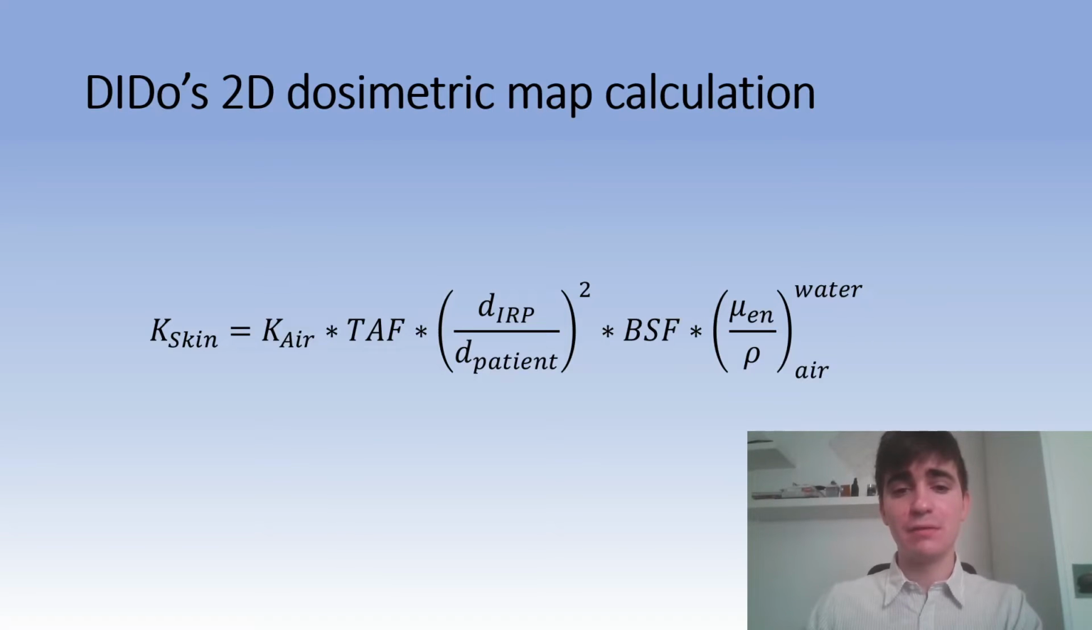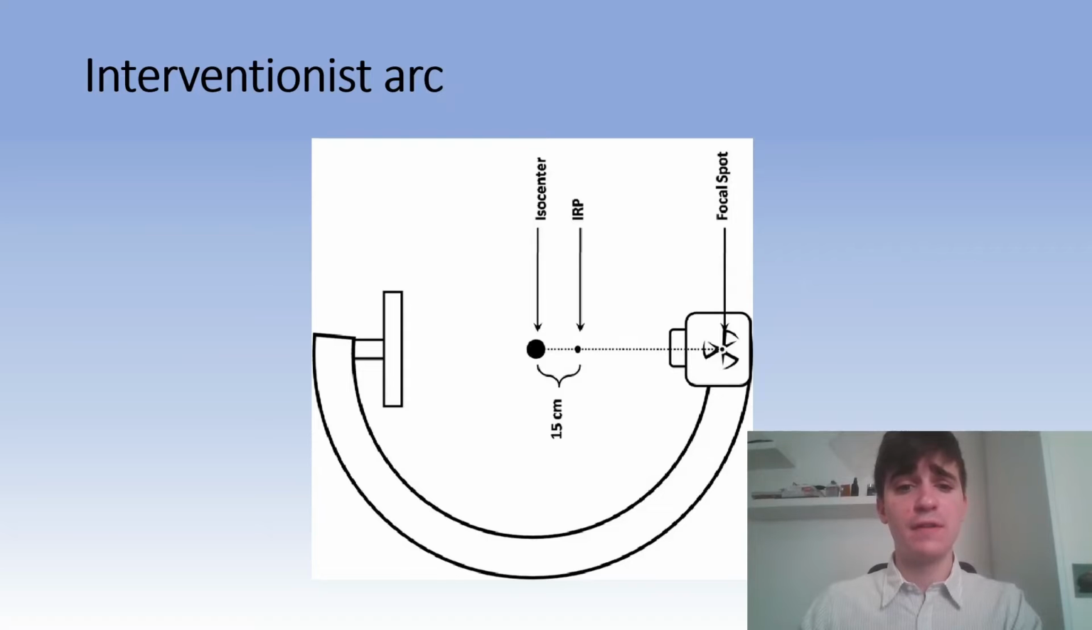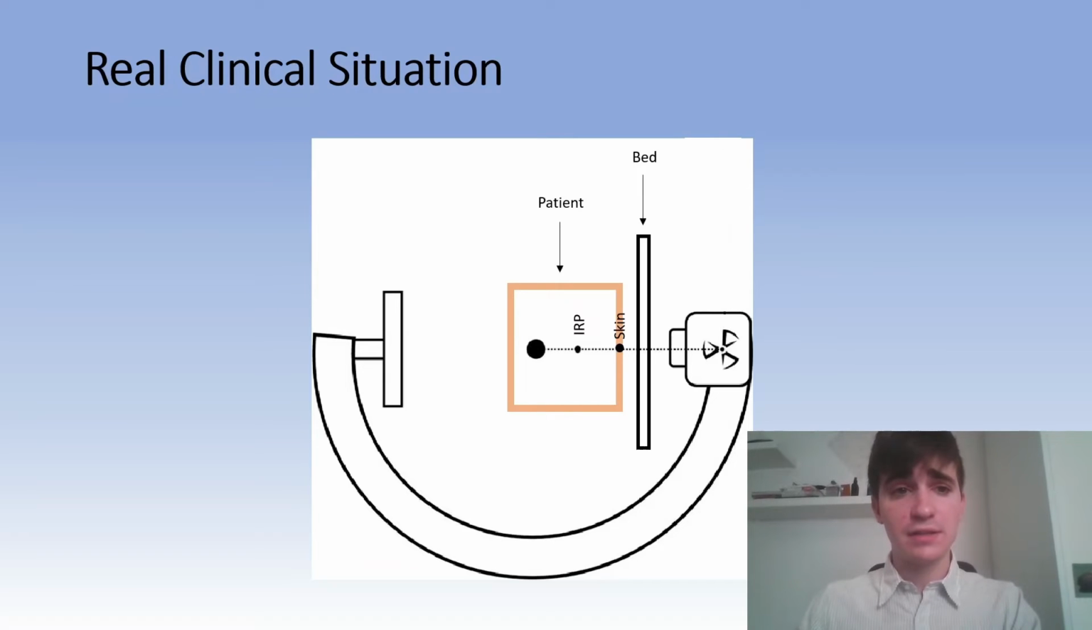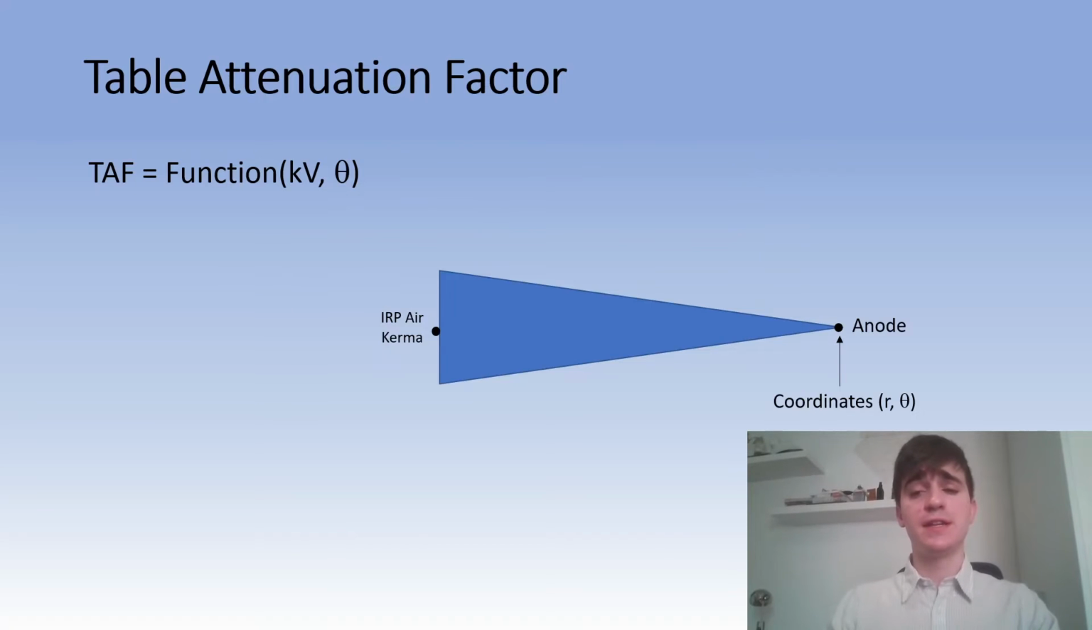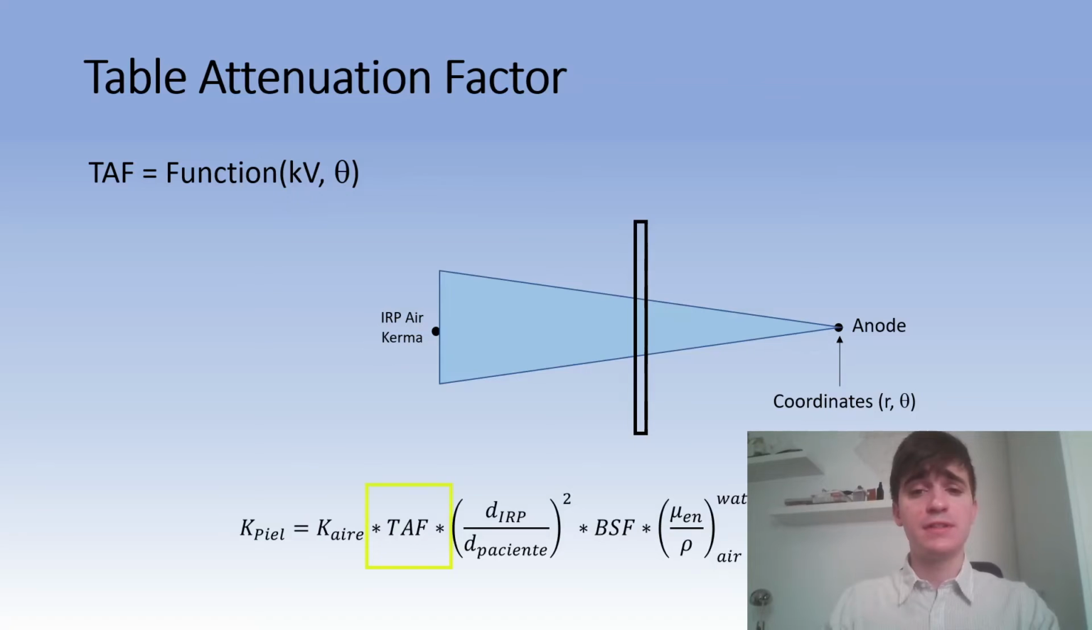Now I'm going to explain the calculation scheme that DIDO follows for each point of the map. First, let's consider we have an interventionist arc, where we have our intervention reference point and our focal spot. Then let's consider a real clinical situation where the skin of the patient won't match the interventionist reference point and the examination couch will intersect the beam. What DIDO first does is to check if the examination couch intersects the beam. If it does, it will estimate its attenuation factor.